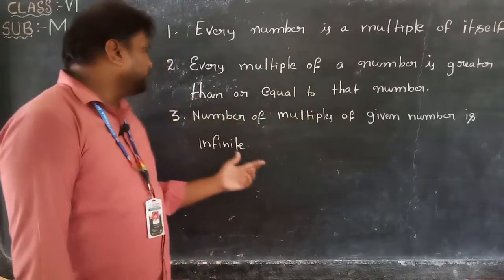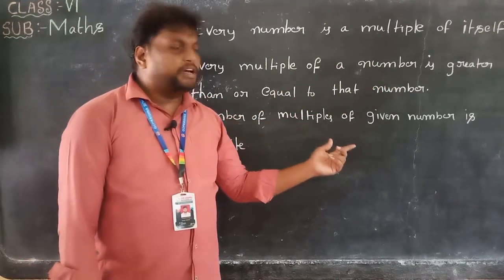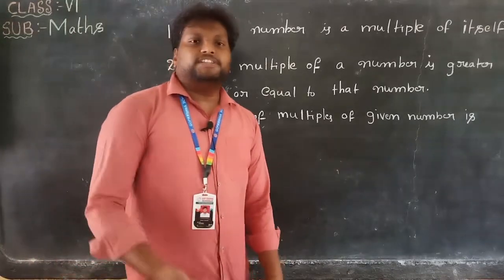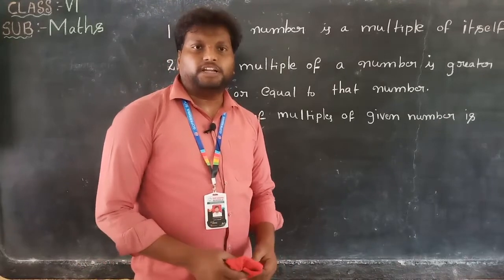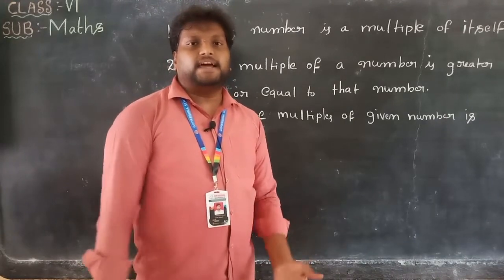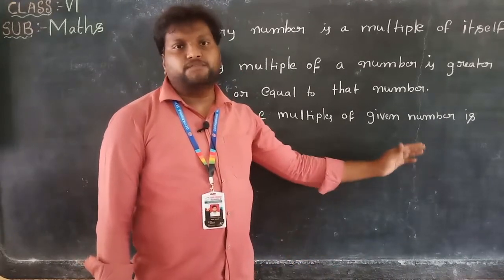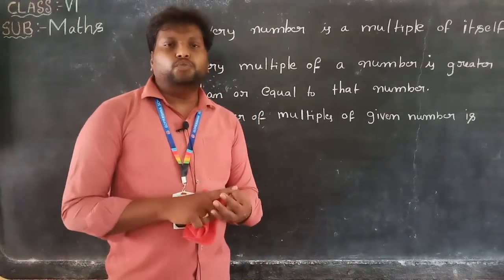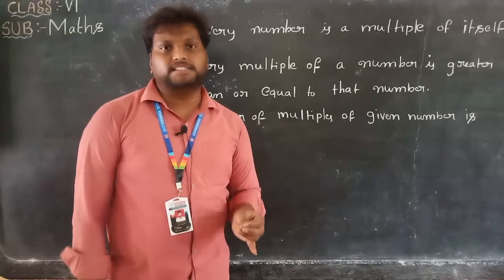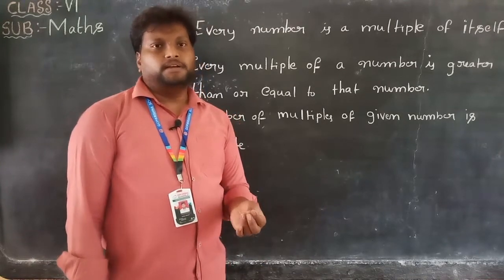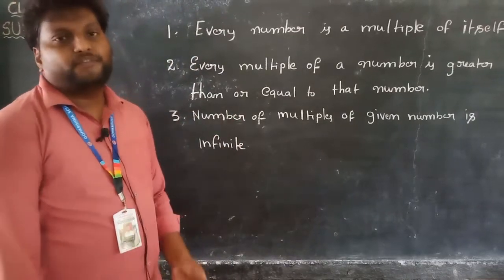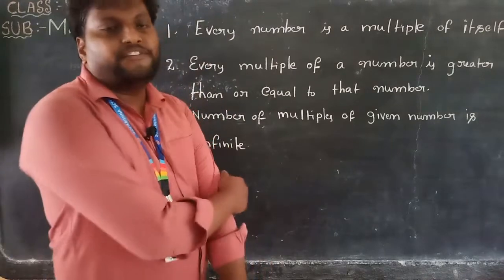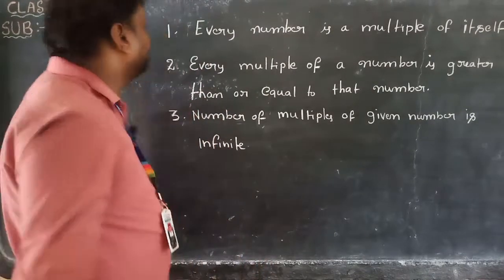Why? Because the number of multiples of a given number is infinite. For example, we take the multiples of 10: 10 ones are 10, 10 twos are 20, 10 threes are 30, 40, 50, 60, 70, like that. There is no limitation, which means infinite. But the factors of 10 are 1, 2, 5, 10. Only 4 factors of 10. This way, the number of factors is finite, and the number of multiples is infinite. These are the points of factors and multiples.